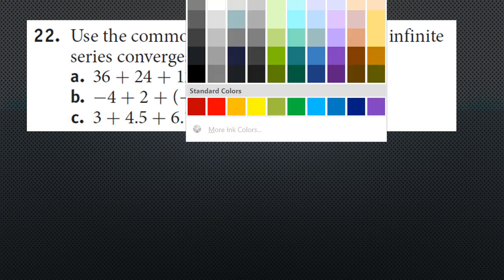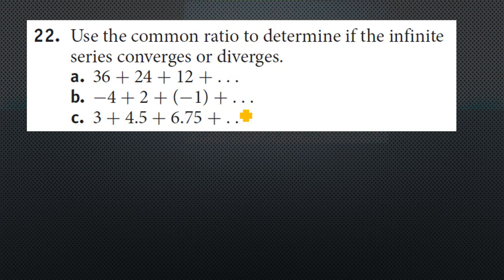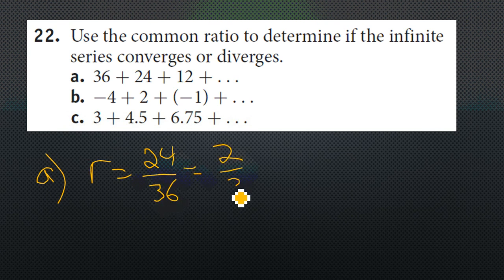Okay, here's 3 examples where we're going to just determine whether it converges or diverges. So we'll handle part A here first. First thing we need to do is figure out the ratio. Remember, the ratio is given by the second term divided by the first term. So this ratio is 2/3. That certainly fits into the box where it converges, because each time our pieces will get smaller and smaller.